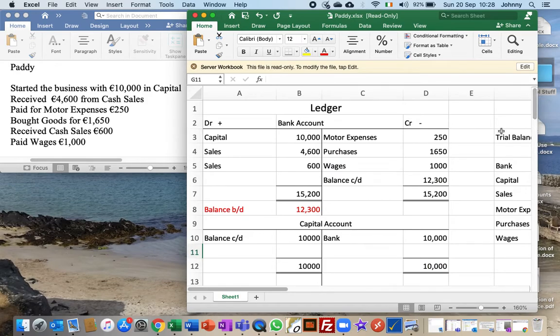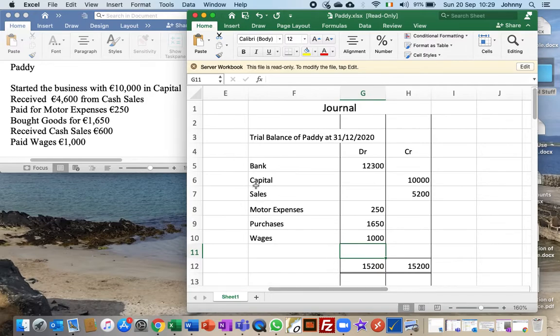Now, at the end, we have to produce a trial balance. So what we do is we take all of our balance BDs, which are all marked in red here, and we put them into this trial balance. So we write down the name of all of the accounts we've dealt with, and we take the balance BD and we put it in here. So in bank we had a balance on the debit side of 12.3, meaning that's the cash we have. We had money put in from capital, sales, and all of those balances are wherever the balance BD was in the account, that's where they go in here.